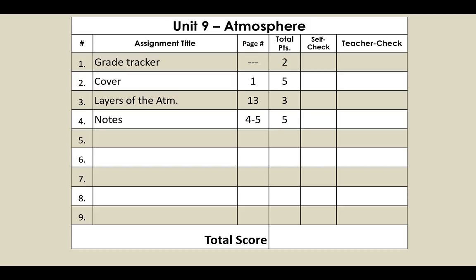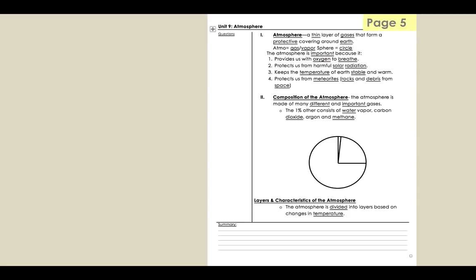When you're finished with your big idea sheet, you can just set that aside. We'll come back to that again later in the unit. And turn to your score sheet, please, and add assignment number 4, which is for your notes on pages 4 and 5. Once you're done writing on your score sheet, please turn to page 5 and double check that you've got all the notes filled in.